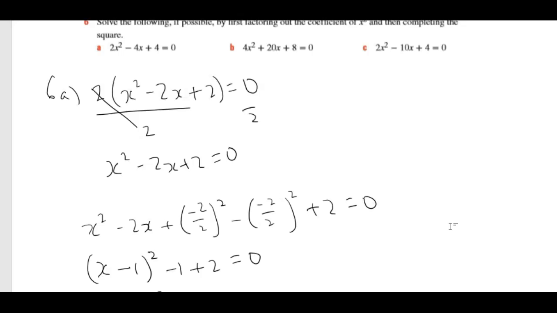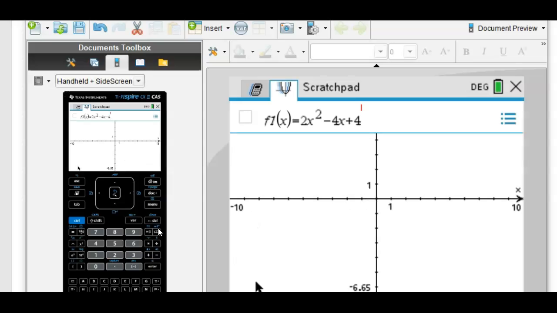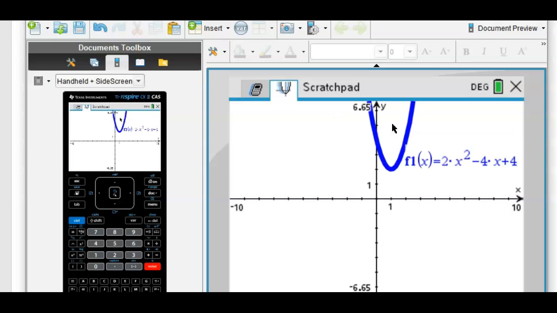So let's actually graph it. We're going to have 2x squared minus 4x plus 4. I've just put it in here. You can see, remember the f is just the same as your y, so y equals 2x squared minus 4x plus 4. And there's the graph there.